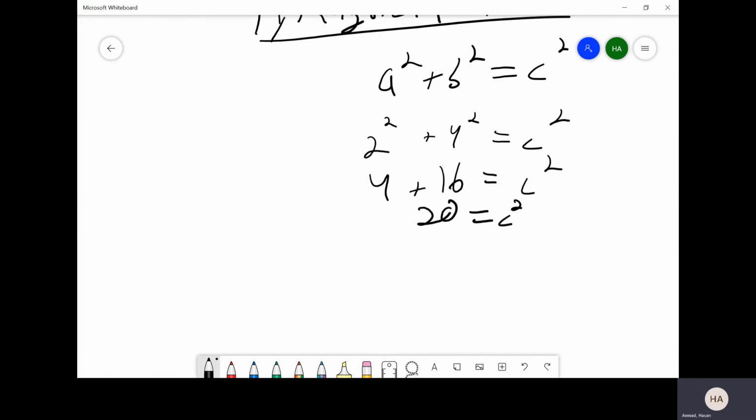And how do we solve for C now? Well, C is being squared, so we just need to take the square root of both sides, right? So taking the square root of both sides, we get the square root of 20 is equal to C.